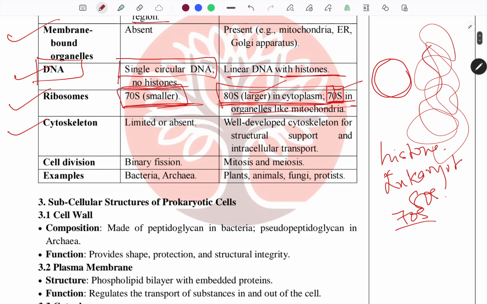If you are talking about the cytoskeleton in a prokaryotic cell, it may be limited, or it is completely absent. And if you are talking about eukaryotic cells, well developed cytoskeletons are present, which give structural support and are involved in intracellular transportation.